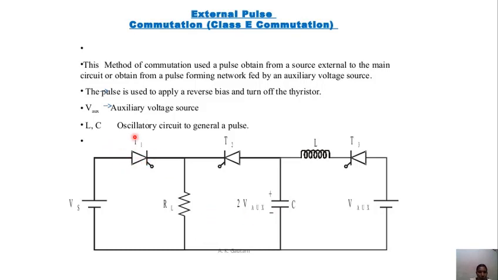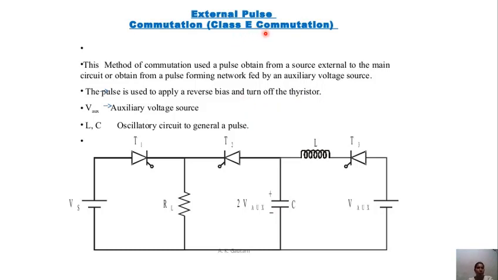So to turn off this main thyristor, we are using an external voltage source. Because of this, it is called external pulse commutation. This method of commutation uses a pulse obtained from a source external to the main circuit. The pulse is used to apply a reverse bias and turn off the thyristor. Okay, so this is all about class E commutation.